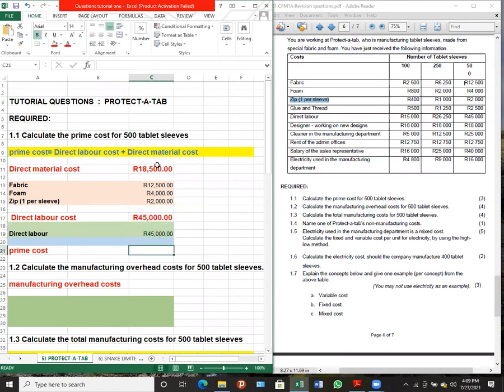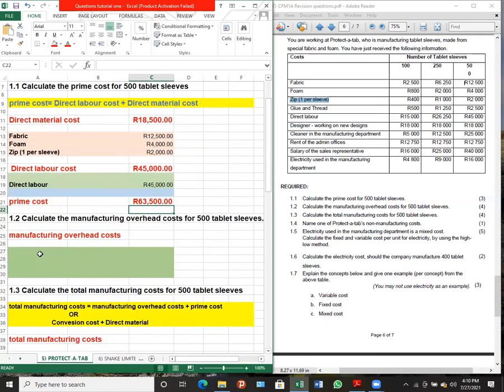Now we have a total direct material cost and total direct labor. You can calculate our prime cost using our formula. Our prime cost is equal to direct labor cost plus direct material. We have 63,500.